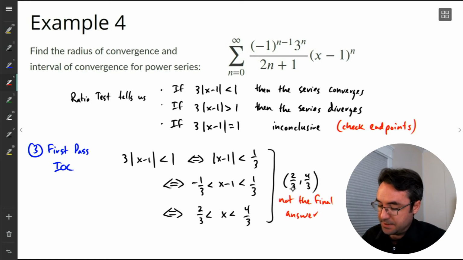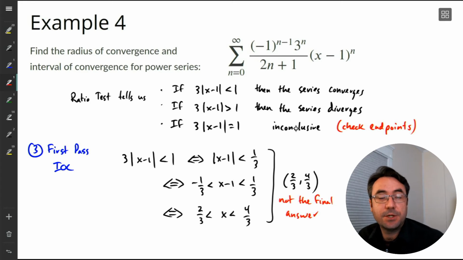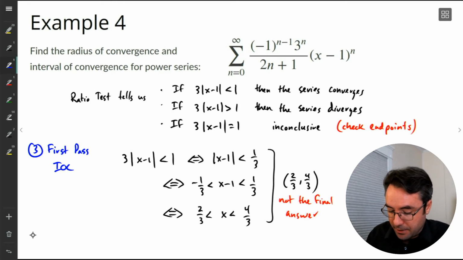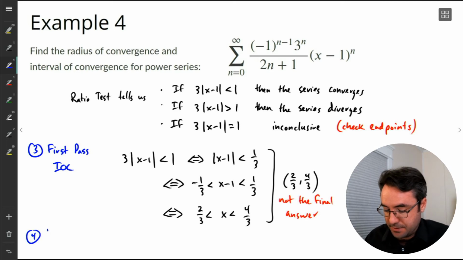Because at the endpoints, the ratio test is inconclusive. So at 2/3, you plug 2/3 in here, you would get that it's inconclusive. At 4/3, you'd plug 4/3 in here, you'd get that it's inconclusive. So we still need to check these endpoints. But we have a general idea what our interval of convergence looks like. And this is enough to actually figure out our radius of convergence.